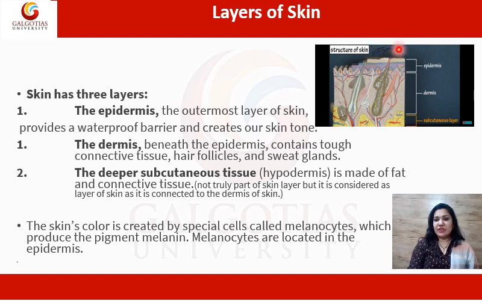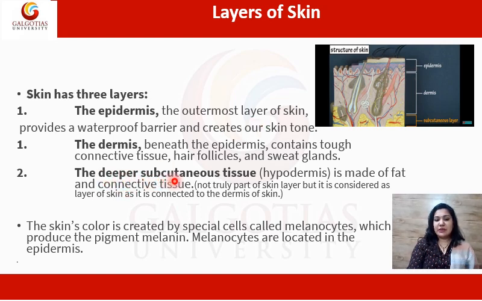This superficial layer is called the epidermis. Then there is the dermis. The dermis is beneath the epidermis and it contains tough connective tissue, hair follicles and sweat glands. In this figure, you can see that this bigger, thick layer is called the dermis, and in this dermis the hair follicle and the sweat gland are present.